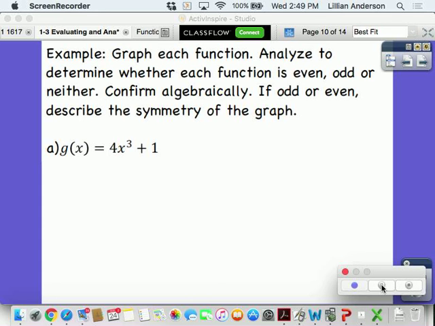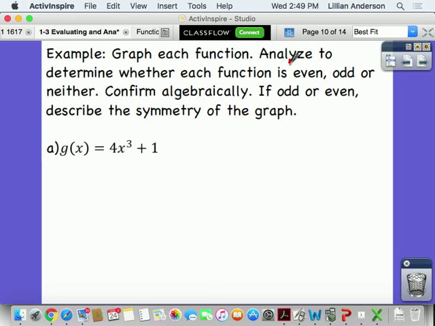Remember, if it's even, it's symmetric to the y-axis, meaning that if we folded it at the y-axis, the left side will lie over the right side. If it's odd, that means it has origin symmetry, meaning that if we took one section, reflected over the x, and then reflected over the y, it would match up to the other half. If it's neither y-axis nor origin symmetry, then it's neither. Then we'll do it algebraically.